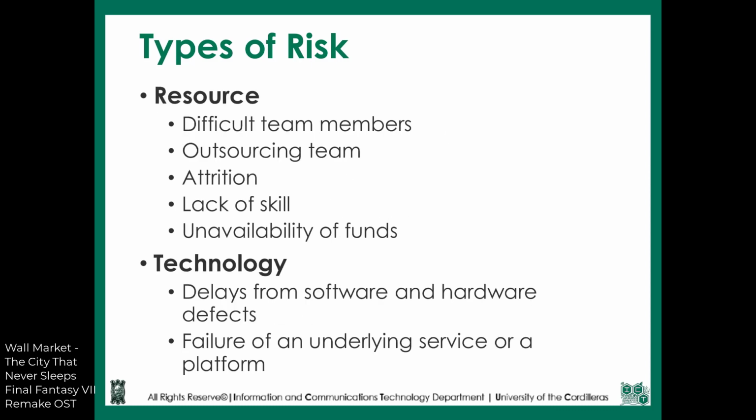Another type of risk is resource, focusing on the other constraints like time and cost. This may include difficult team members, outsourcing team, attrition of team members, lack of skills, and unavailability of funds. Technology is an example of a resource, but considering a lot of projects rely on this resource, it deserves its own category. This includes delays from software and hardware defects, and failure of an underlying system or platform.